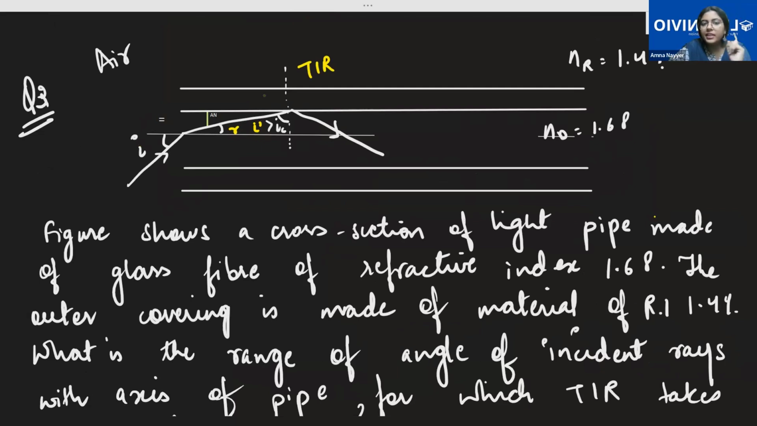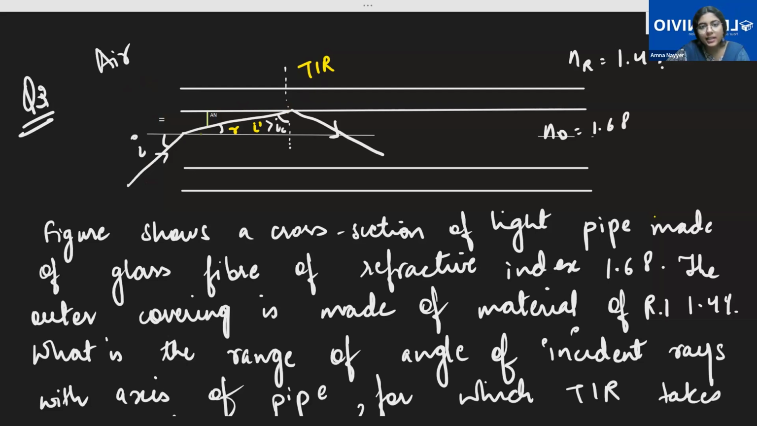I told you that if TIR is occurring here, and we have the angle of incidence over here, it gets refracted. When it gets refracted, here is the angle of refraction. The refractive index of this edge of the pipe is known to us. So if we get the angle of refraction, we will be able to get the angle of incidence using Snell's law. In order to calculate the angle of refraction, we can use the angle sum property.